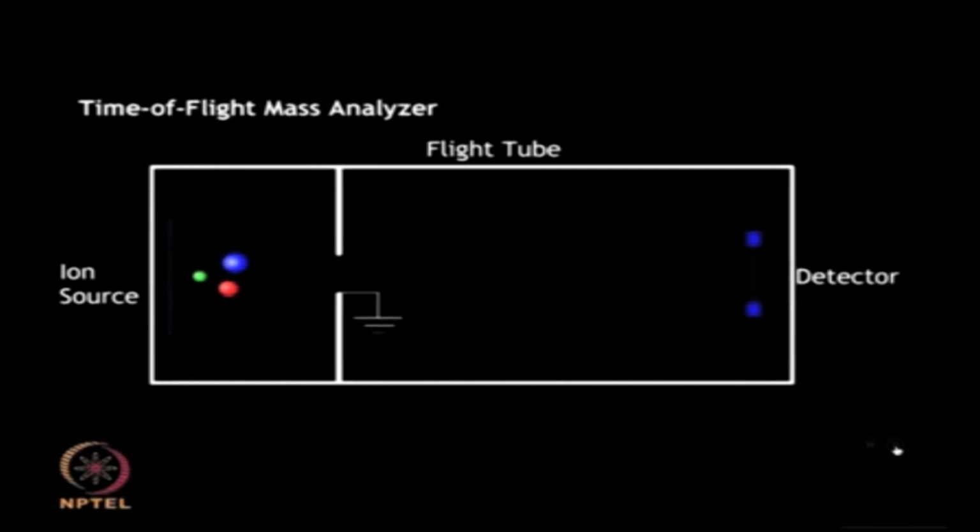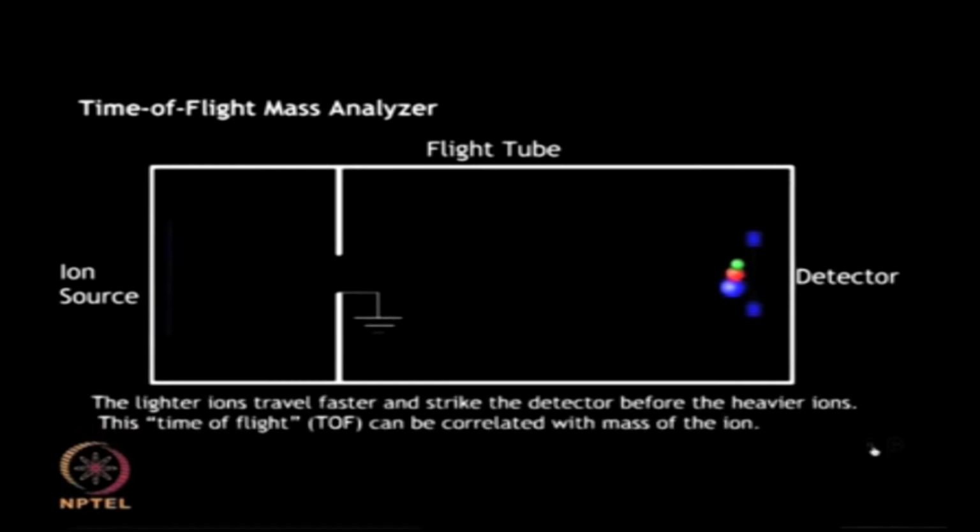In case of small molecules, this mode usually provides sufficient resolution. The generated ions are accelerated towards the detector with the lighter ions travelling through the TOF tube faster than the heavier ions. So, the lighter ion travels faster and strikes the detector before the heavier ion reaches the detector. This time of flight can be correlated with the mass of the ion. So, the flight time of the ions can be correlated with the mass to charge ratio.